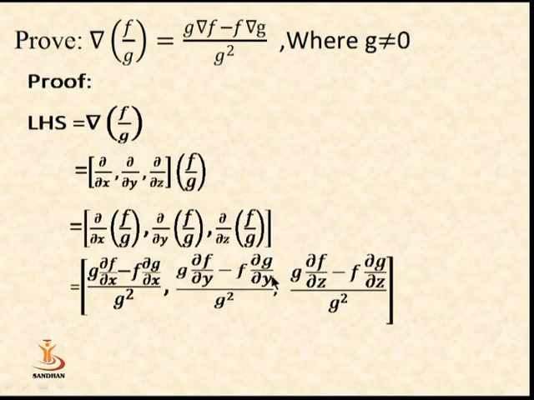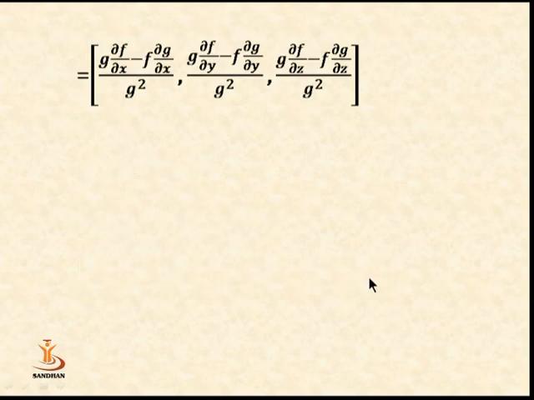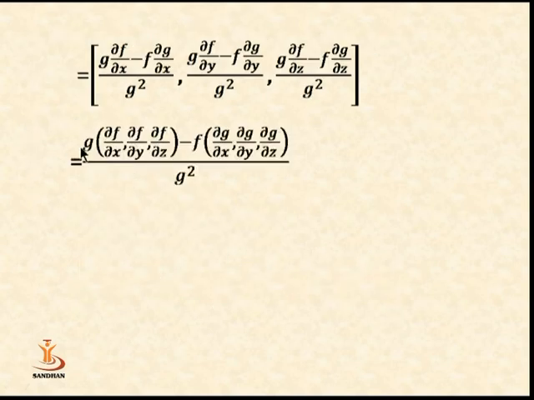Minus f del g upon del y, and in the last, minus f del f upon del z. Thus we get g (del f upon del x, del f upon del y, del f upon del z) minus f (del g upon del x, del g upon del y, del g upon del z), upon g square.